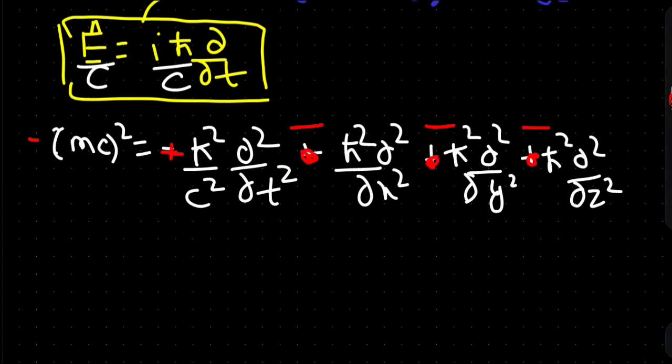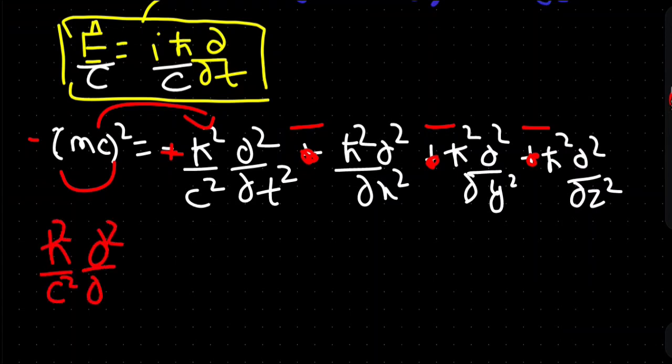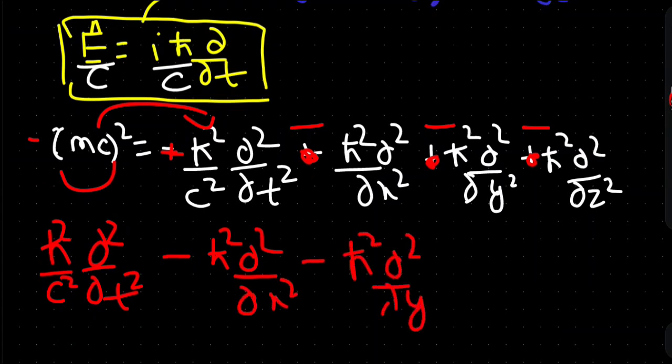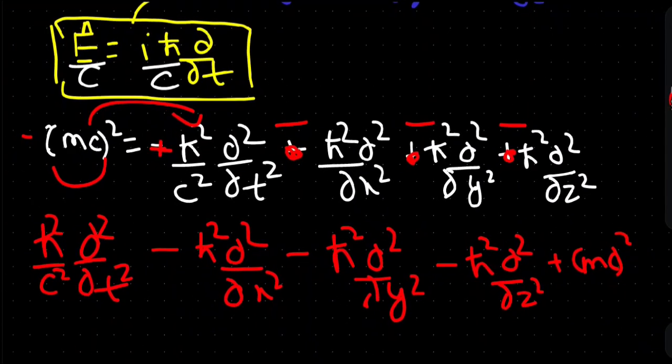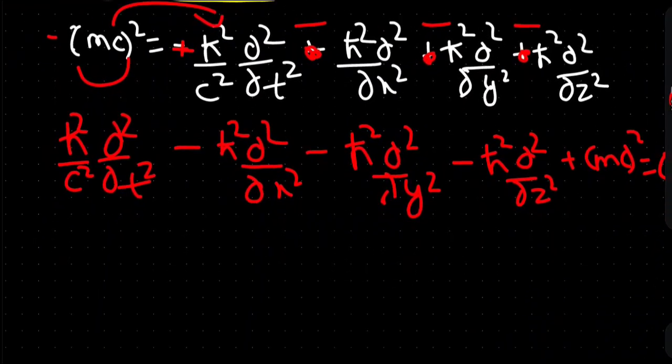I'm multiplying it by minus. Okay, so if I do this and transfer this to the right hand side, let's see what will happen. We are left with h bar square divided by c square del square divided by del t square, and here negative of h bar square del square divided by del x square, and negative of h bar square del square divided by del y square, finally negative of h bar square del square upon del z square, and finally positive of mc whole square, and finally equating this to 0.